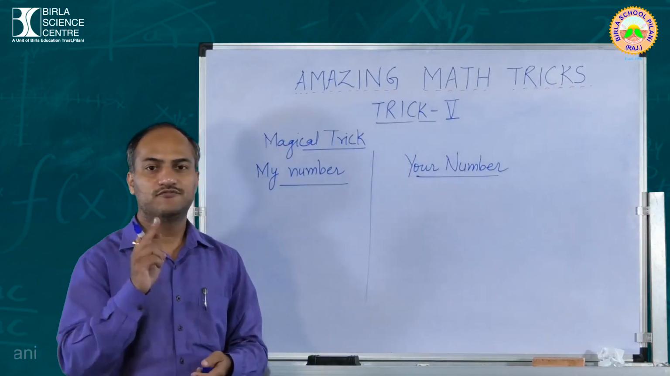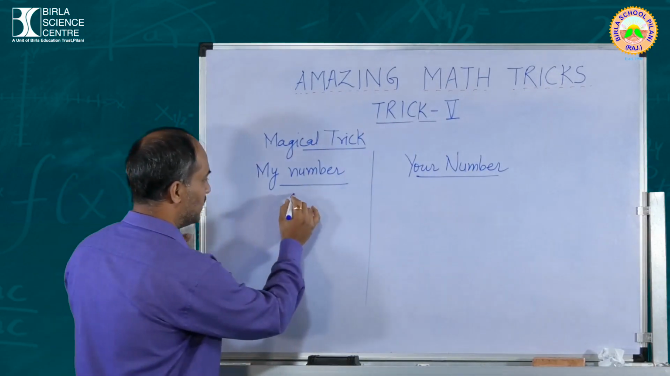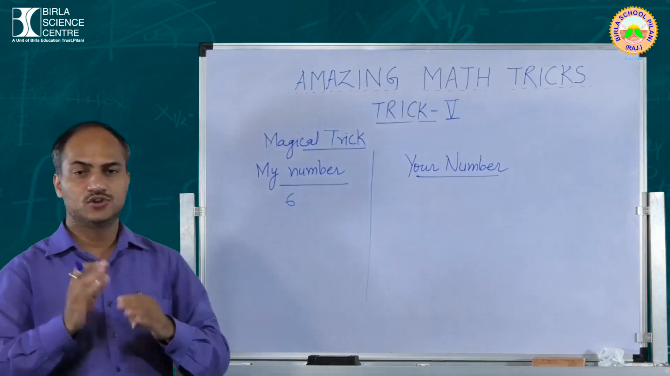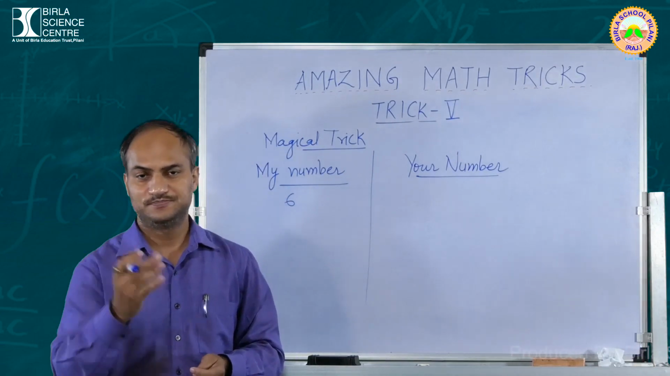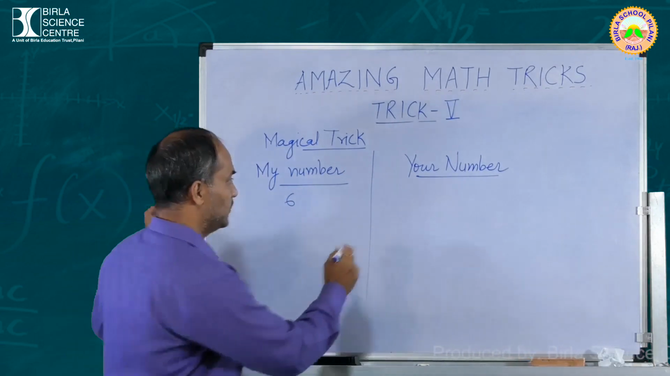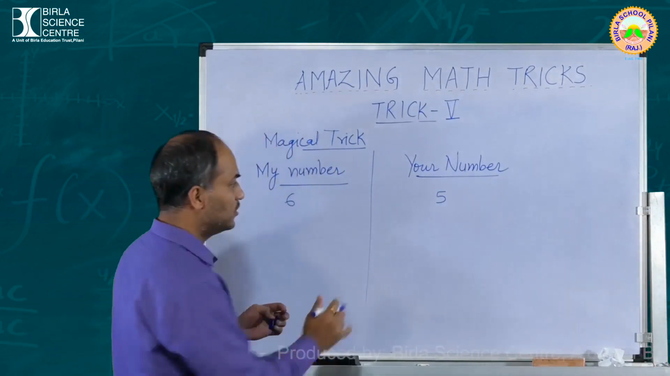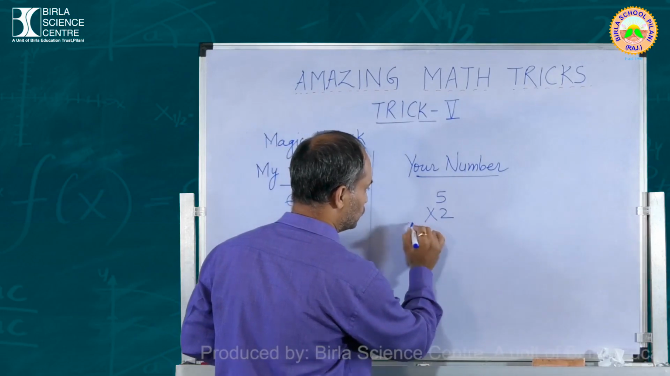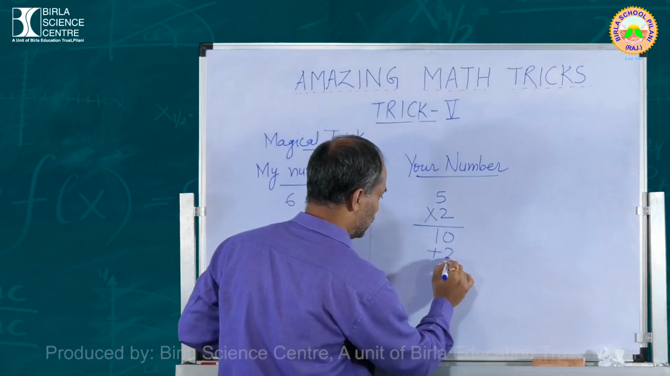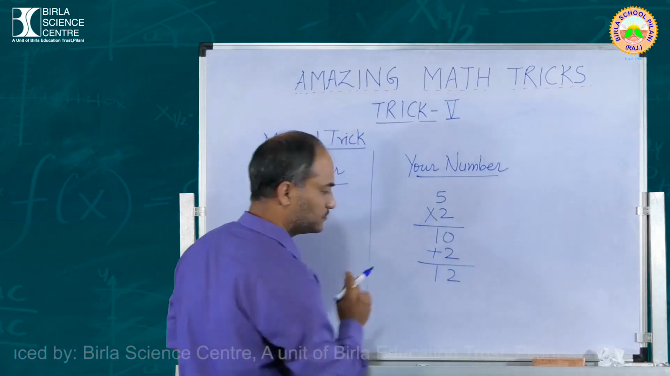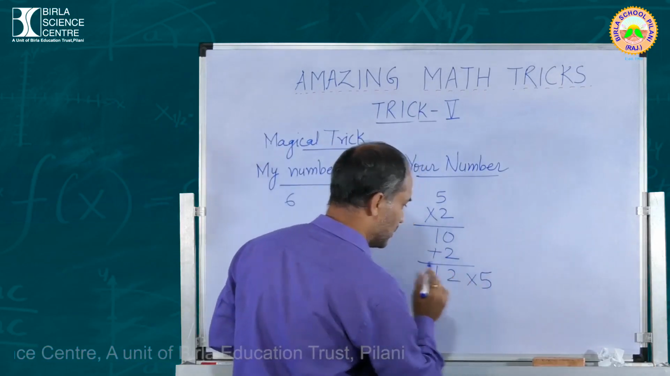So suppose from 1 to 9 I have assumed any one number, which I am writing here. Suppose my number is this. So I am asking you, tell me any one number between 1 to 9. 5. Suppose you have told 5. Now we will do certain things. First of all we multiply this number by 2. We know the answer is 10. And then we add 2. What is the answer? 12. And then we multiply by 5.